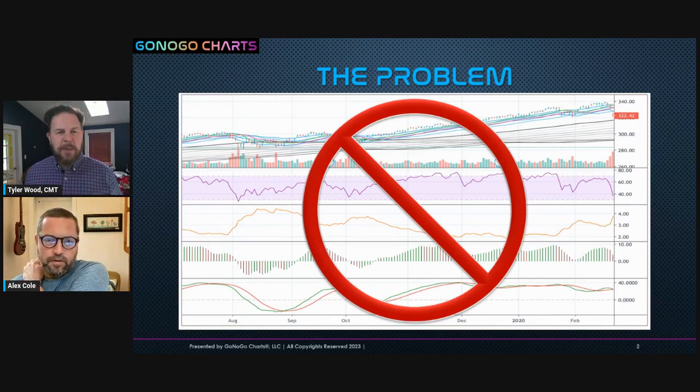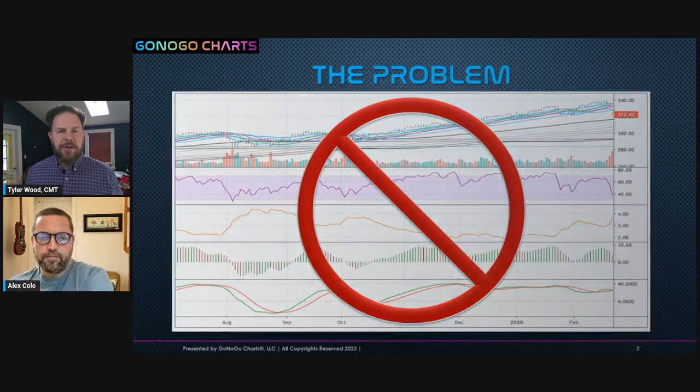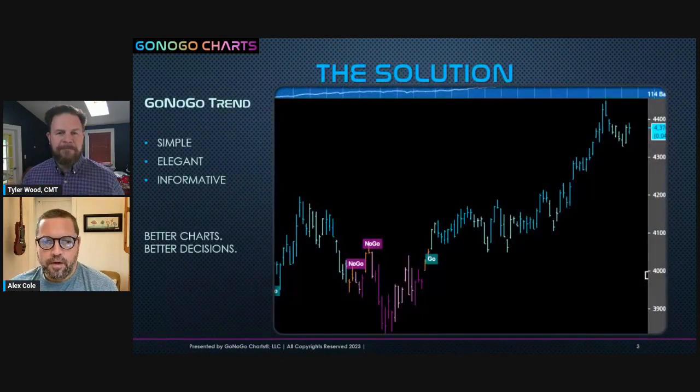So Alex, talk to us a little bit about that solution from GoNoGo Charts, the GoNoGo trend concept. For sure. So we know from that discussion that we had of trend identification that we do want to keep all of that valuable information. But we want to do it in a way where we can still look at price. We can still understand what's happening on the chart.